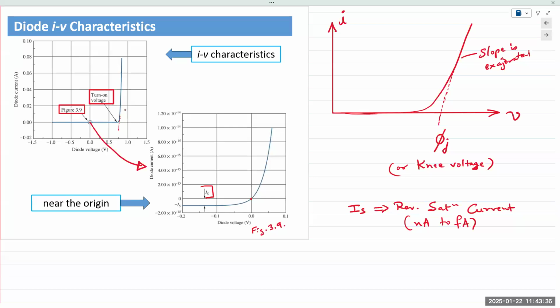But again, IS is a result of the diode fabrication and the material properties. Especially if you have heavily doped PN junction diodes. If you have heavily doped diodes, you have more charge carriers. And that causes a different kind of effect in reverse bias. And we'll talk about that in just a bit. Okay, any questions?